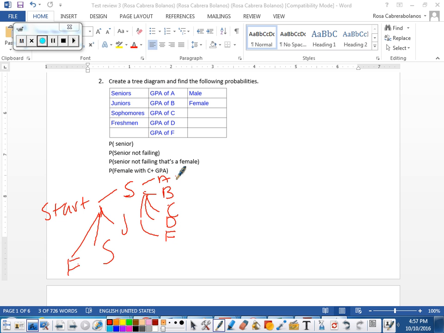Then from the A's you have females and males. For the B's you have females and males. For the C's you have females and males. D, females and males. And then same thing for that last one.